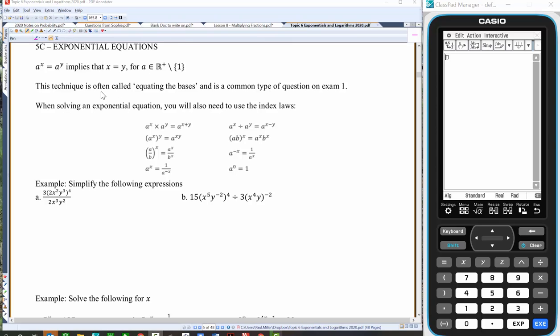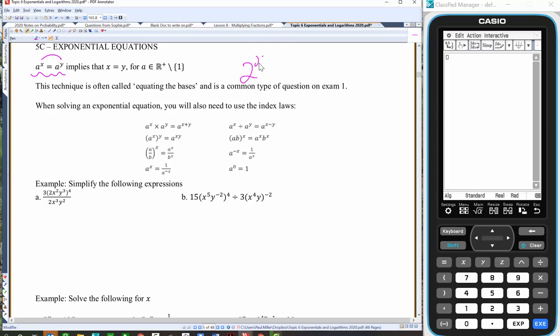With exponential equations, the really important thing to remember is the equate the base technique. So remember that if we've got the same base, then x and y will be the same. Now, some students do this as well.